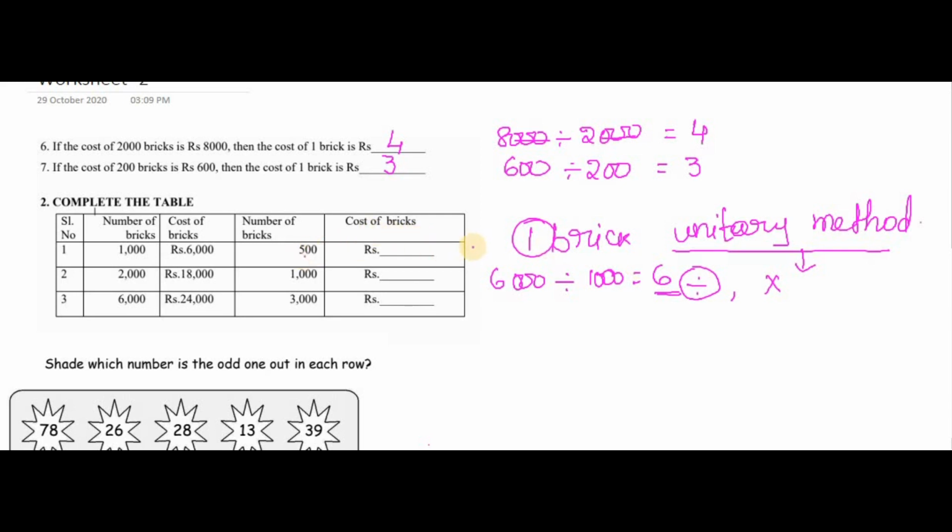Then what is the cost of 500 bricks? Nothing but 500 into 6. 6 5s are 30 and 2 zeros are there. Just add those 2 zeros. What is the answer? 3000 rupees. This is the meaning of multiplying orally.